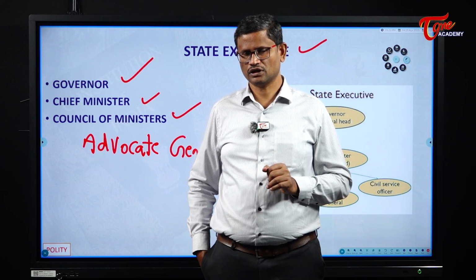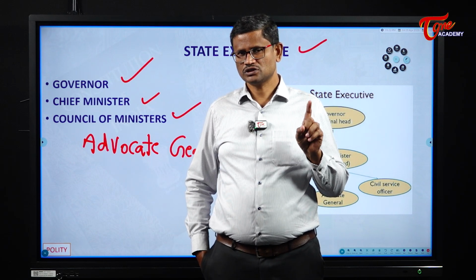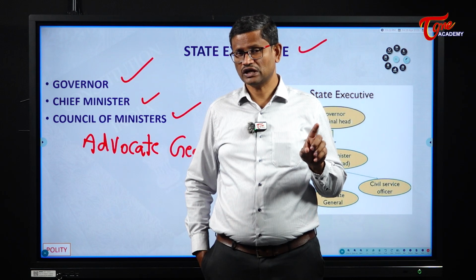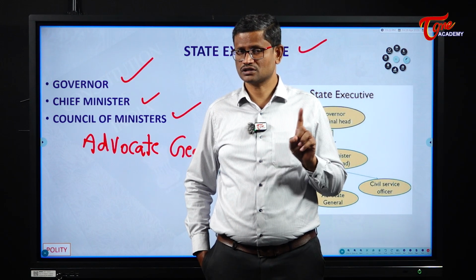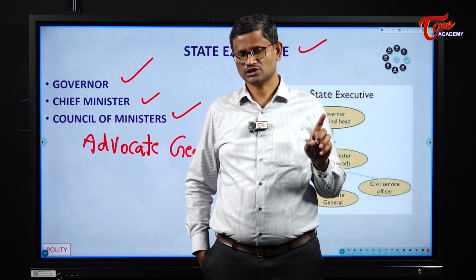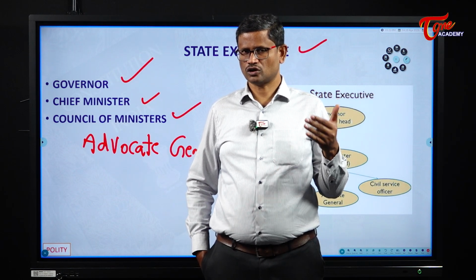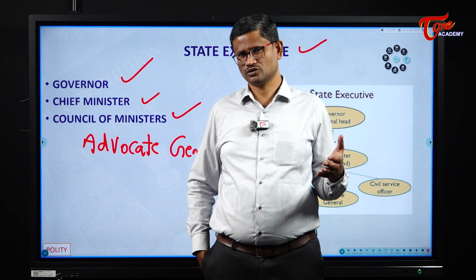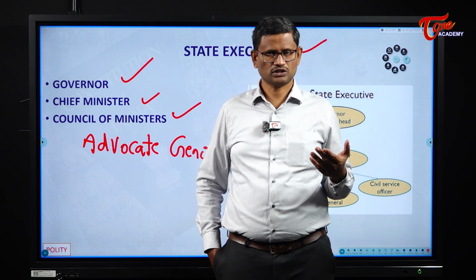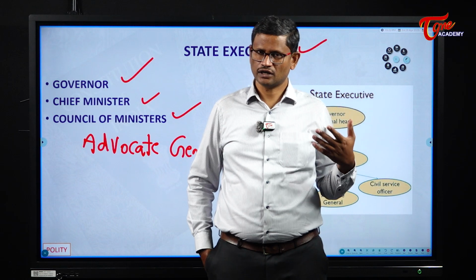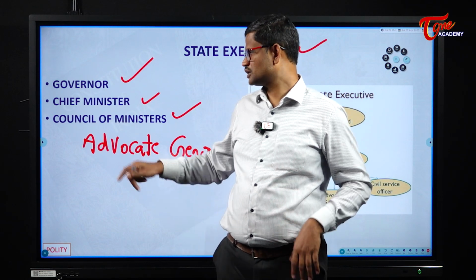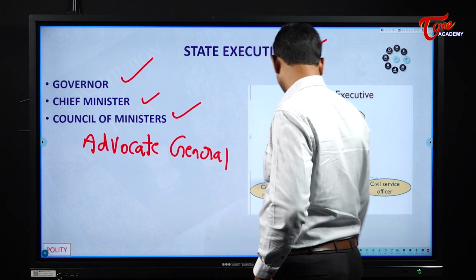At the state level, the entire administration is carried on in the name of the Governor, but the Governor doesn't administer. The administration is done by the Council of Ministers headed by the Chief Minister. So Governor is the constitutional head, he forms the nominal executive. The Chief Minister and Council of Ministers form the real executive. Then let's try to discuss the Governor.